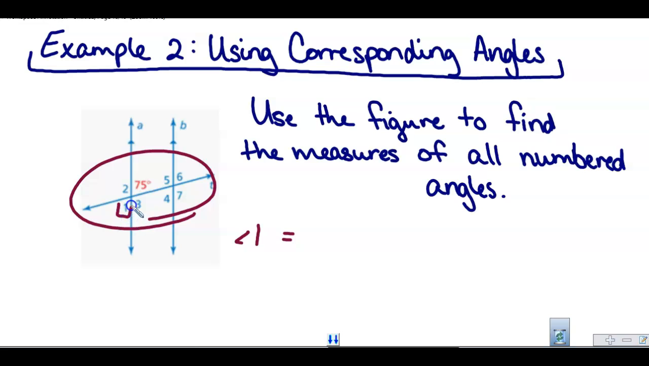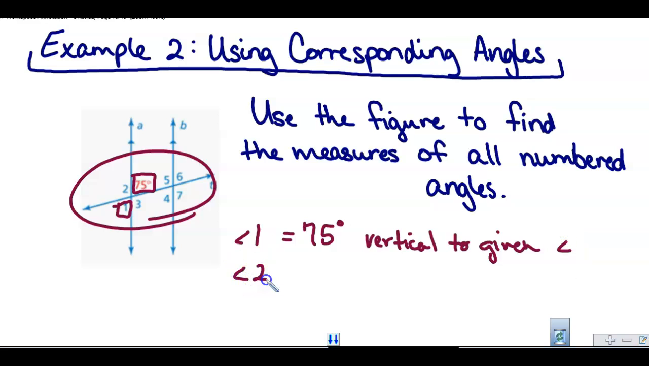Well, we only know one other angle. So do angle 1 and the 75 degree angle have a relationship? And sure enough, they do. They're vertical angles. And if we recall, vertical angles are congruent. So angle 1 is also 75 degrees. Why? It is vertical to the given angle. Okay, let's try angle 2.